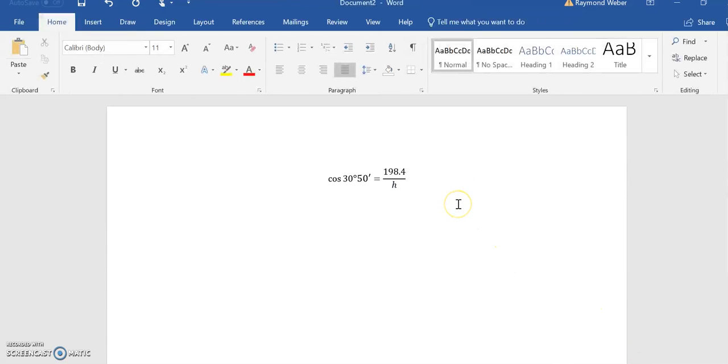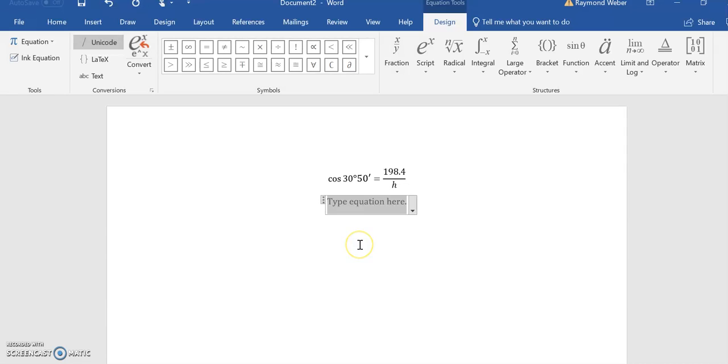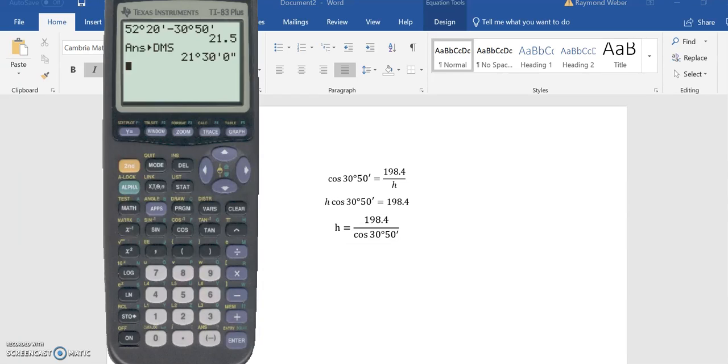Now I want to solve for this. Rearranging a little bit, I have h times the cosine of 30 degrees 50 minutes equals 198.4, which means finally that h is going to be 198.4 divided by the cosine of 30 degrees 50 minutes. Okay, so this is what I want to put into my calculator.